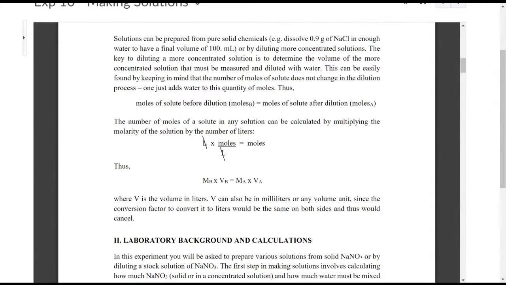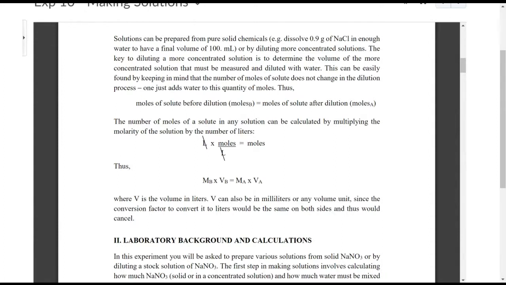The other way to make a solution is if you have a stock solution, a concentrated solution. Let's say you have concentrated sulfuric acid. You never measure the mass of sulfuric acid because you don't have it as a solid or pure sample, but you do have the molarity. So in order to make a solution of sulfuric acid or hydrochloric acid, you need to know the concentration of the stock solution, and then how much of that solution you want to make.